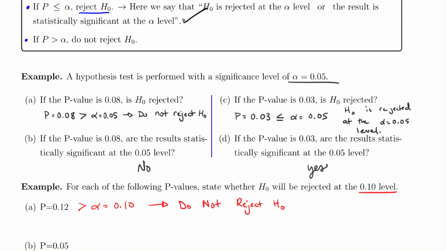Okay, what do you think if the p was 0.005 and alpha was 0.1, what would occur? So in this case, the p-value would be less than or equal to our alpha, in which case we reject at that alpha significance level.